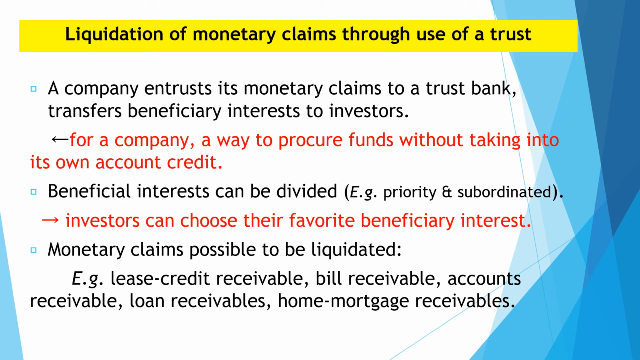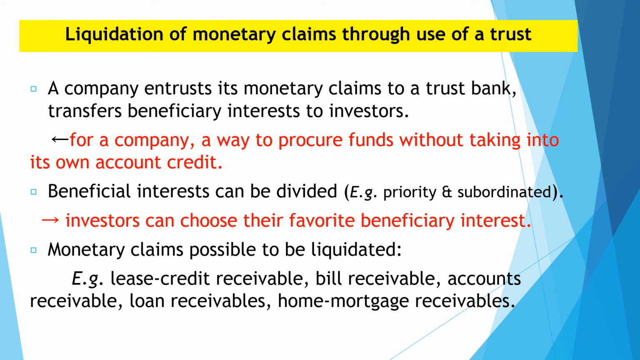I will now explain the liquidation of monetary claims through use of a trust. The liquidation of monetary claims through use of a trust means that an entity, for example a company, in order to procure funds, entrusts its monetary claims to a trust bank or other financial institutions and transfers beneficiary interests to others, for example investors. In this way, a company is able to have diverse ways of procuring funds, procure funds without taking into account the credit of the company, and shrink its balance sheet.